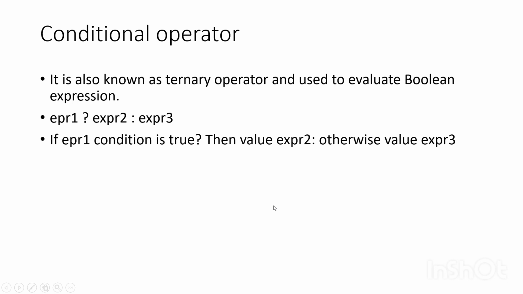Then the next and the last one is the conditional operator. It is also known as the ternary operator and it is used to evaluate a Boolean expression. A Boolean expression means it returns a value in the form of true or false. Suppose here the condition is given, and if the condition is true, then it will execute expression 2, and if the condition is false, then it will execute expression 3. This is nothing but the conditional operator.